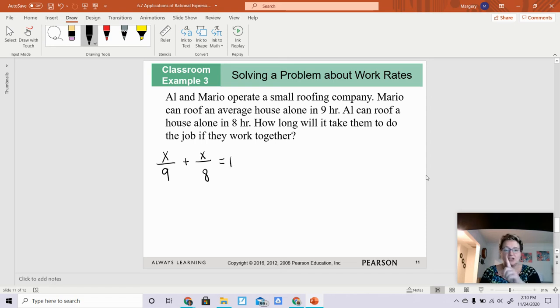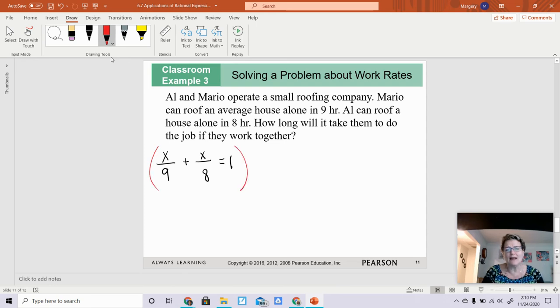But we want to know how long it will take them to work on this job if they work together. Well, the job is just one job. We want to know how long it's going to take them to work together in one job. So here's my little equation. Just like what we've done in the past, we don't like fractions. So we're going to get rid of the fraction.